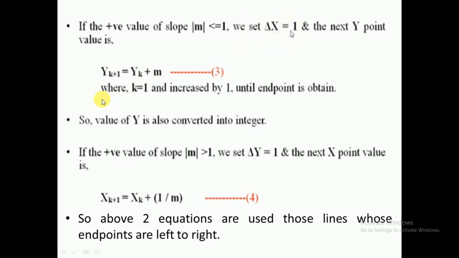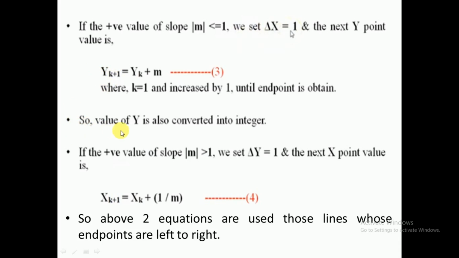That simplification is equation number 3. Then k starts at 1 and is increased by 1. In k you always increment by 1, because until you reach the end point, that is x2, you have to always plot the new y. Once you reach the end point of x, then you stop. The value of y is also converted into an integer. Here yk is an integer, yk plus 1 is an integer, but what about m? Always you will get a floating point, because m is delta y by delta x. Once you get a floating point, if you add it with the integer, you will get a floating point result.